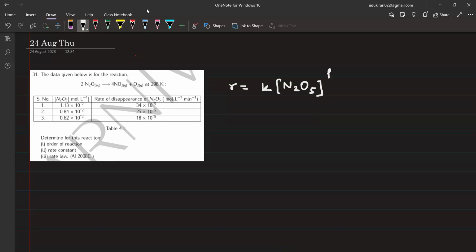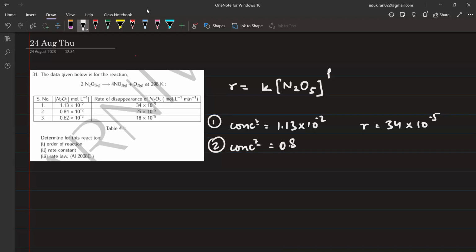Now let us look at the first case. Here, experiment number 1, the concentration is equal to 1.13 into 10 to the power minus 2, and the rate is equal to 34 into 10 to the power minus 5. In the second case, the concentration is equal to 0.84 into 10 to the power minus 2, and the rate is equal to 25 into 10 to the power minus 5. Now, if I look at 1.13 and 0.84, there is no relationship between them, right? We can't see any good relationship between them.